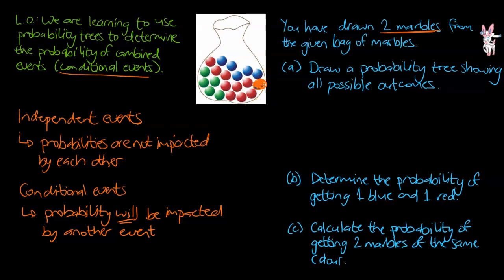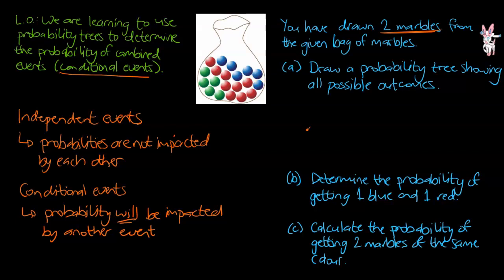If you think of F over T, the favorable outcomes have declined, the total outcomes have declined, and your probability of getting a blue marble in the future is also going to decline. So that first marble is going to impact the probability of the next marble. That makes it a conditional event. And we need to think about how the probabilities change. So let's have a look.